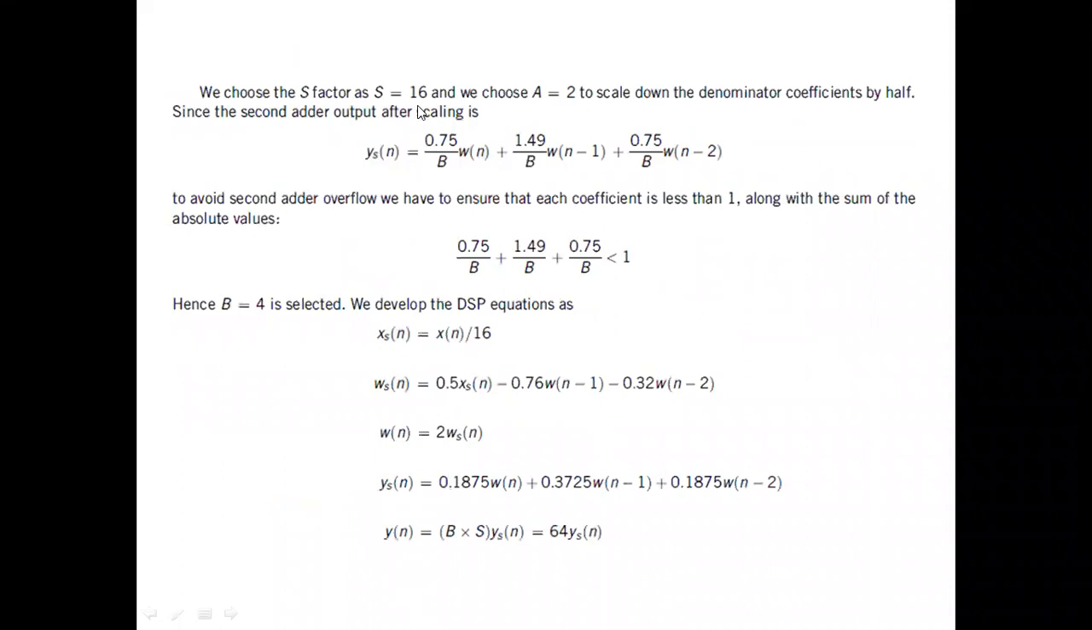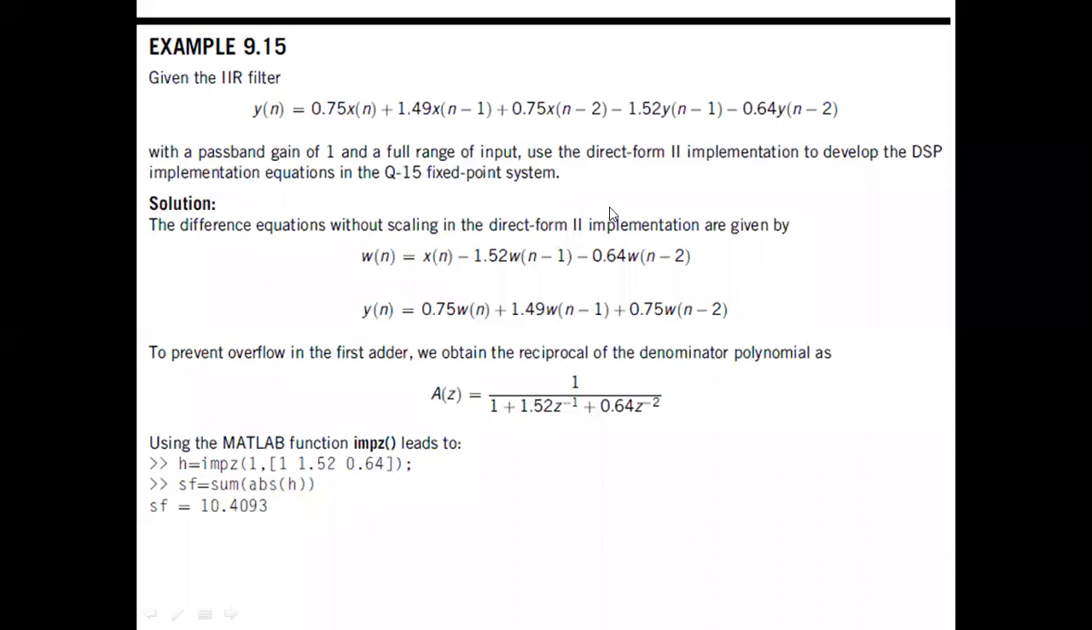So 10.40. What shall be our scaling factor? The nearest one is 8, which would still give problems. 16 will give you a power of 2, which can be directly achieved using a simple shift. Now what about the second number? For the feed forward path, we need not find the impulse response, we just have to find the largest number. So 1.49, so we have to scale the entire thing by 1.49. The nearest power of 2 is 2.